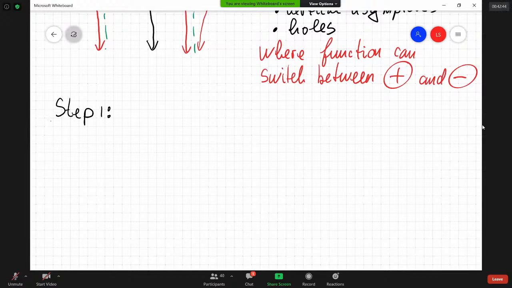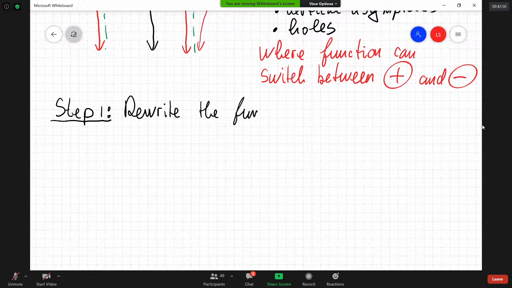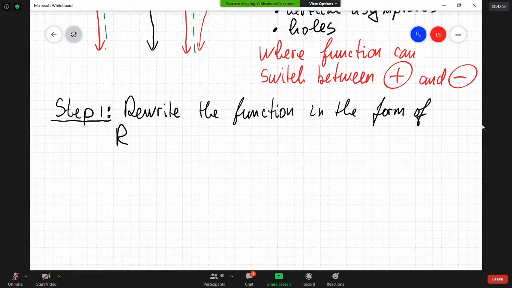Step 1, we still want to rewrite the function in the form of r of x, and then again, whatever your inequality symbol is, I'll just put less than 0. So you want to compare it to 0. And for polynomials, it was pretty straightforward. We would just move everything to the other side.